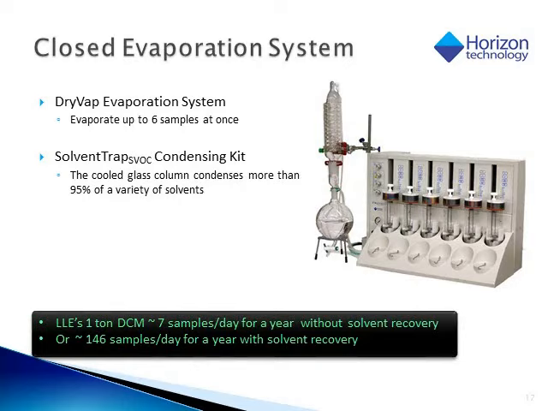The Dry-Vap evaporation system evaporates up to 6 200 milliliter samples at once. With the solvent trap SVOC condensing kit incorporated with the unit, the cooled glass column condenses more than 95% of a variety of solvents. If this is applied to liquid-liquid extraction, the 1 ton limit where solvent wasn't recovered for DCM translates into about 7 samples per day for a year. Or with the solvent recovery system, as shown here, about 146 samples per day for a year would be achieved when reaching the 1 ton limit.